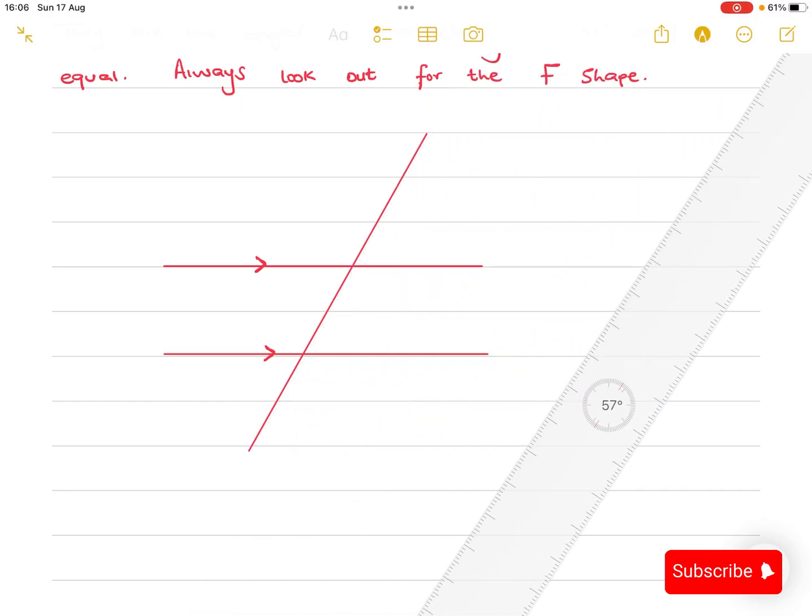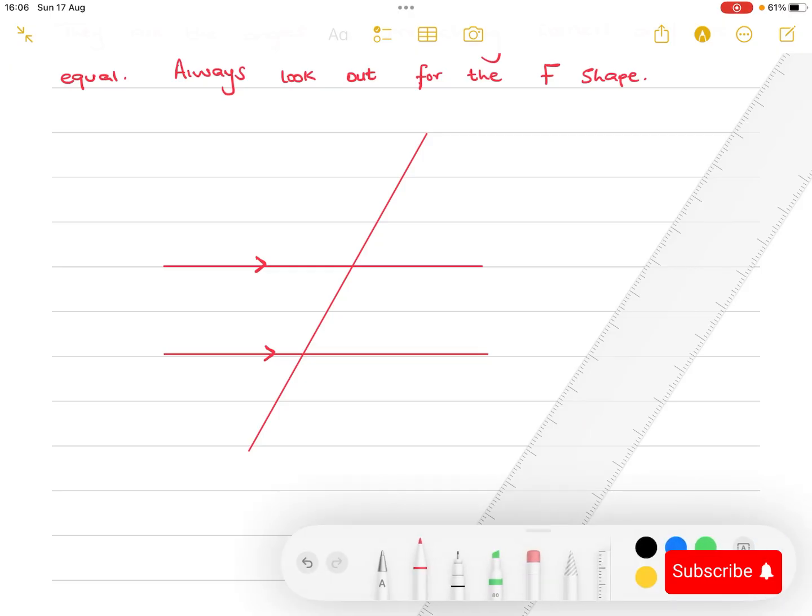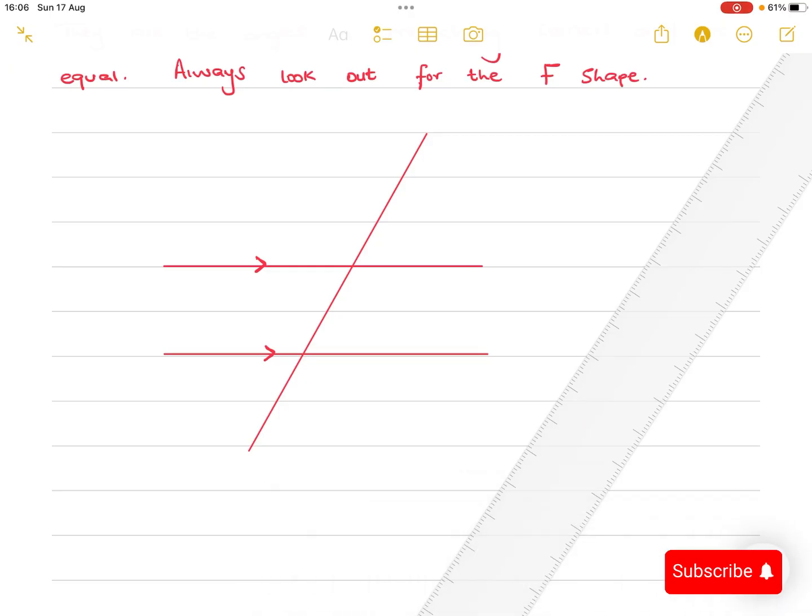So this is what we're referring to. Here we have a line AB and the line CD and the line EF. Here we have G, here we have H. So here are the points that you are referring to.